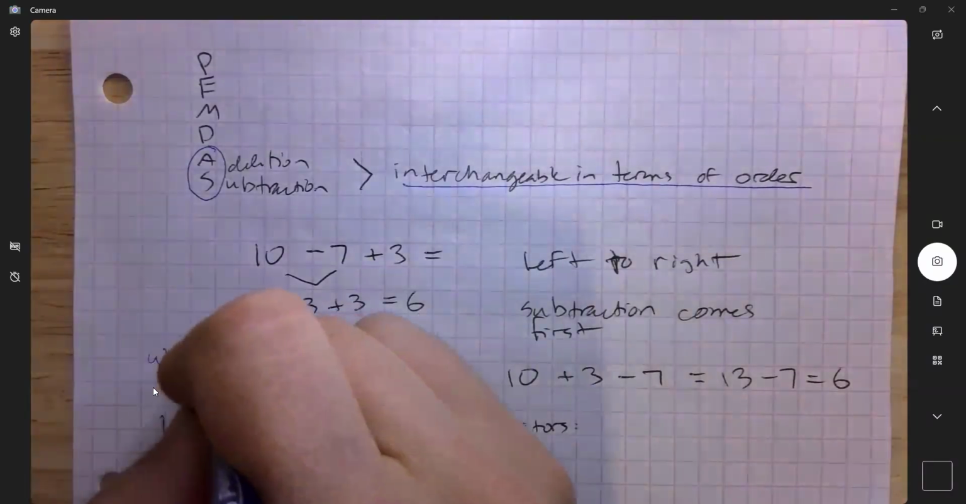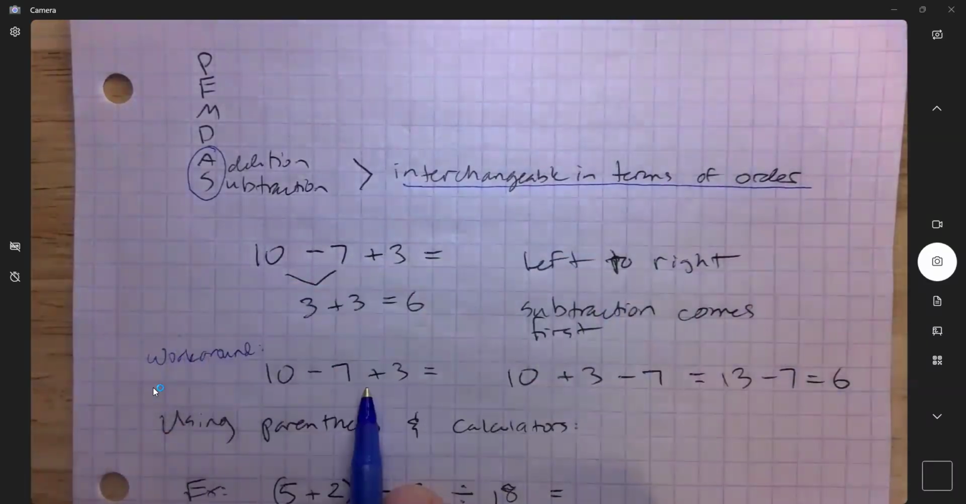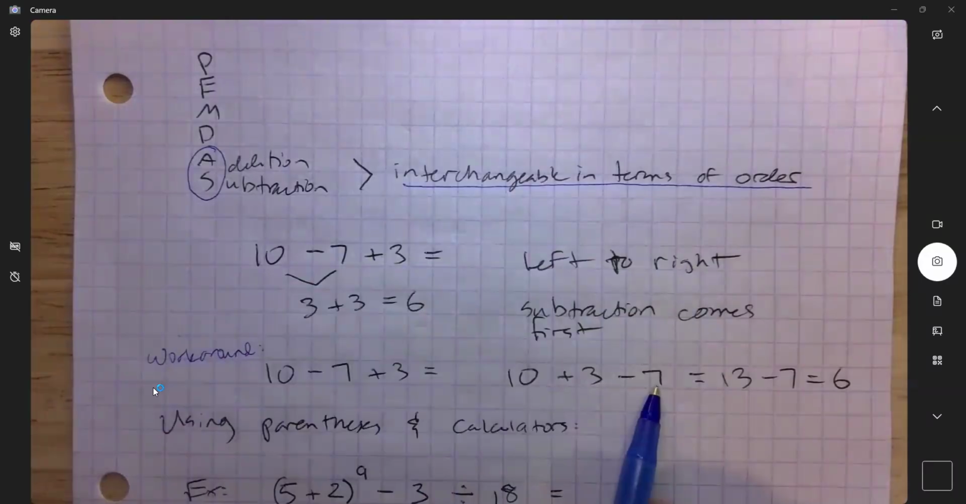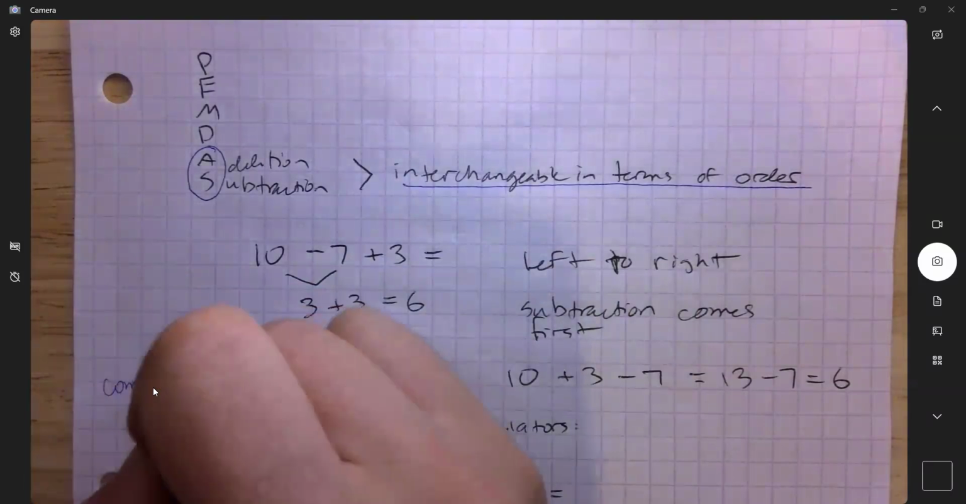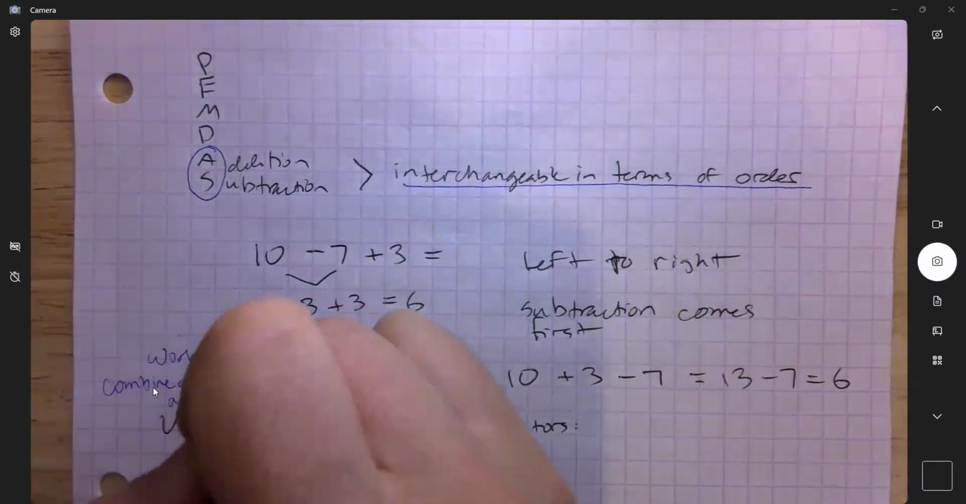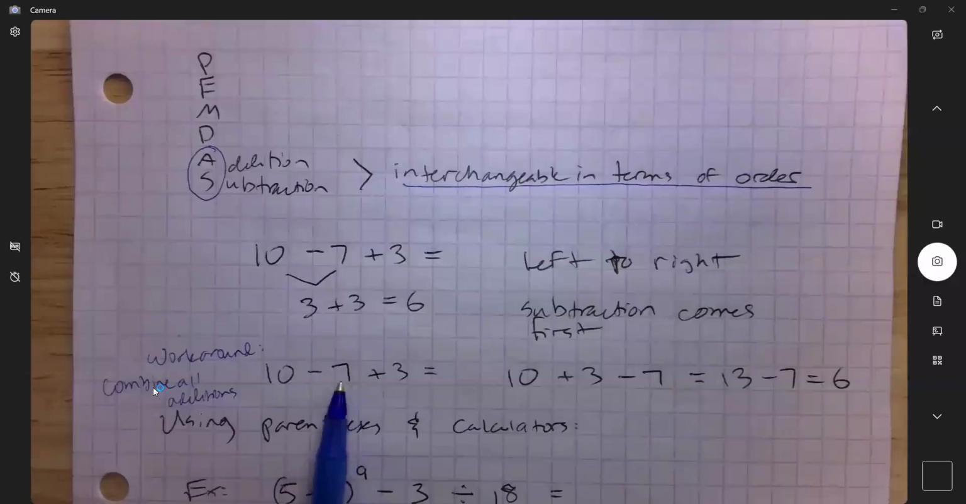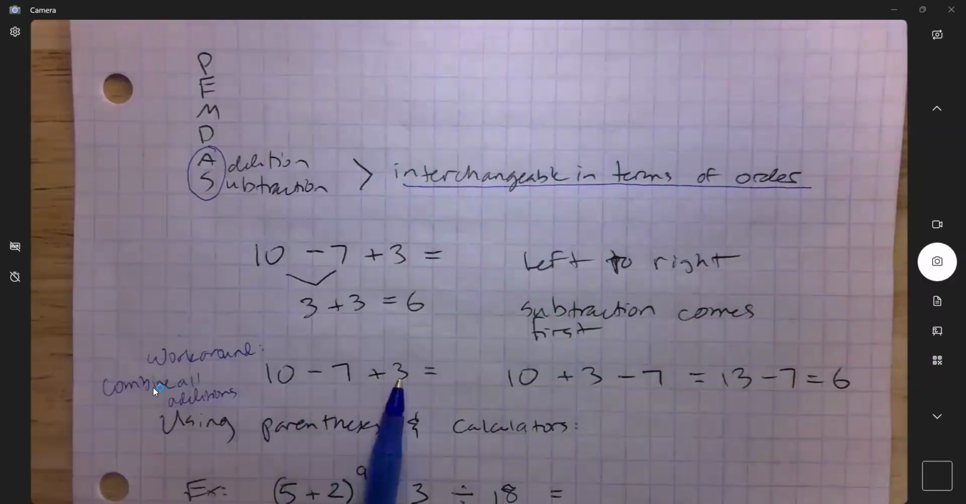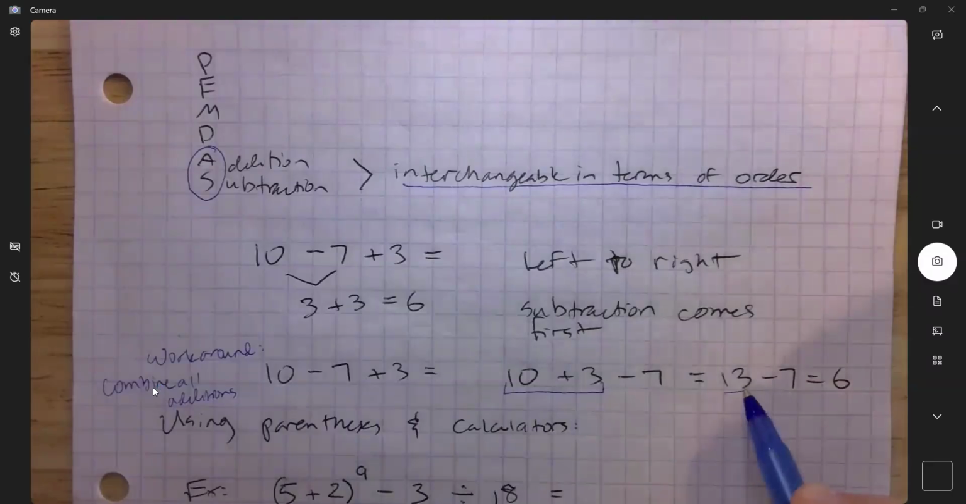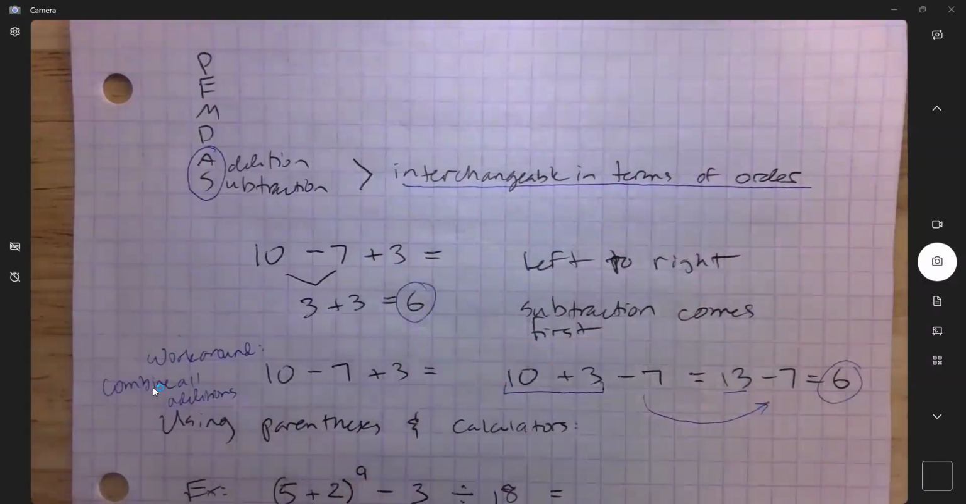A workaround is do all of the additions before you do any of the subtractions, but you have to combine all the additions. All right, so we learned in an earlier class that it's called the commutative property. 10 minus 7 plus 3, I can write as 10 plus 3 minus 7. And once I do it in that order, then I can do the 10 plus 3 first, which is 13, minus 7, and I get 6 in both cases.